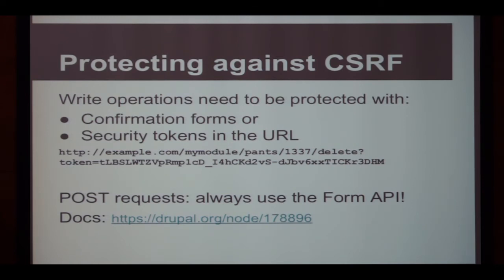And of course, that's a write permission because that has to be stored in the database and it has to run some update query. And I don't want to bother users with some confirmation form that should be just an Ajax link, for example. Then you have to use security tokens in your URLs so that Drupal knows, oh, that's not just a random request. That link has actually been generated by Drupal, has been delivered to the user, and the user has clicked on it, and I can verify that. And for post requests, always use the form API. Don't read $post or any other PHP superglobals on your own. Use the form API. It has cross-site request forgery protection built in, and there's also a nice documentation page about that.